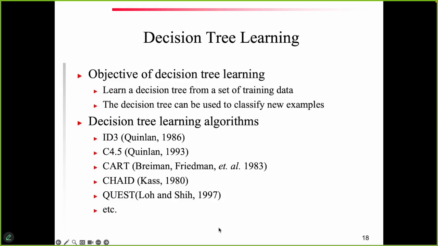There are many algorithms here, so this slide is just showing some of the well-known decision tree learning algorithms, such as, for example, Hunt's algorithm, ID3, C4.5, and so on. So you don't need to memorize this.